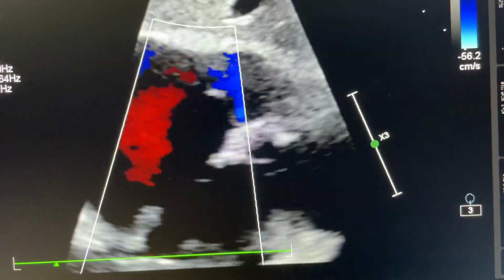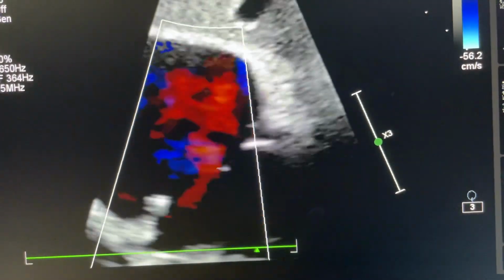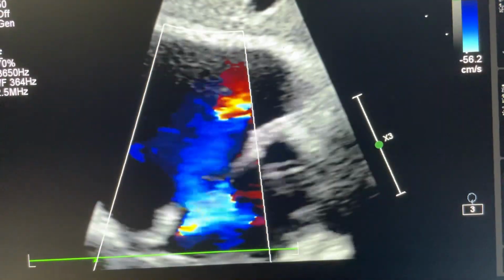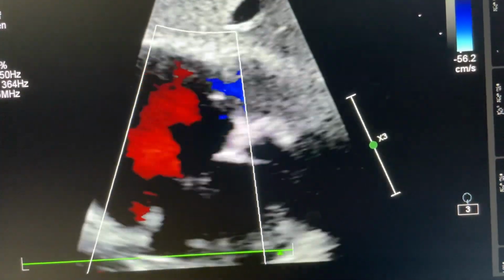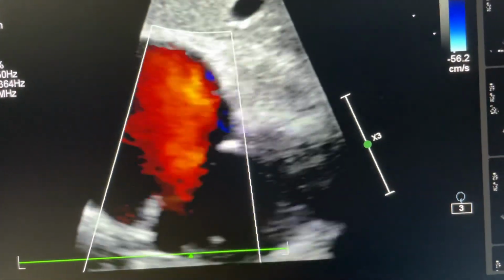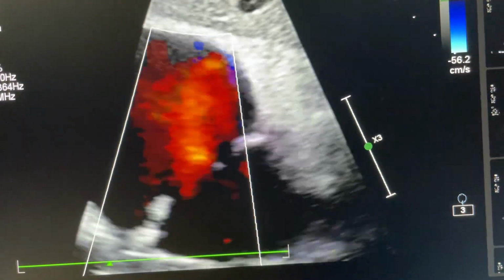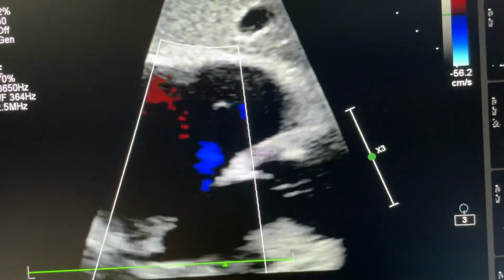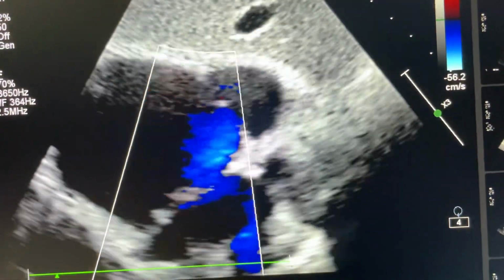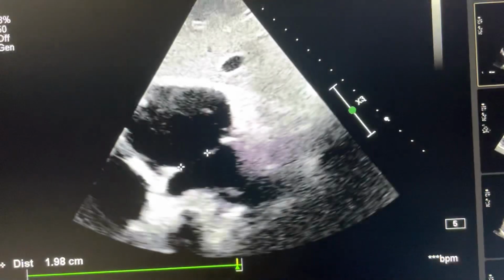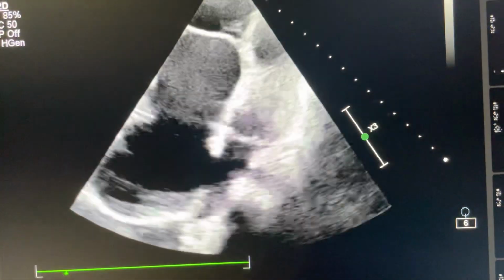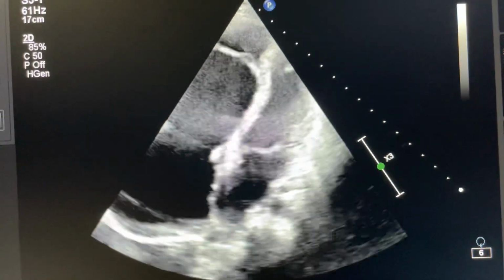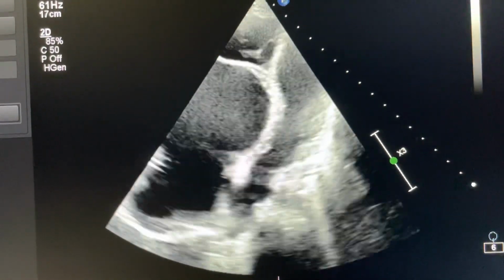Flow is bidirectional. That means flow from right to left and left to right also. So with bidirectional flow, patient is cyanotic, because whenever the flow is from right to left, that means there is cyanosis. So flow is bidirectional through ASD. Patient is symptomatic. ASD is also present in this case. This is a typical case of Ebstein's anomaly.